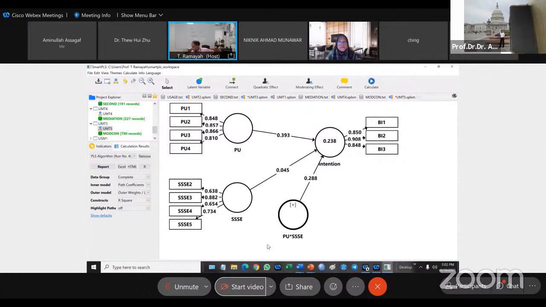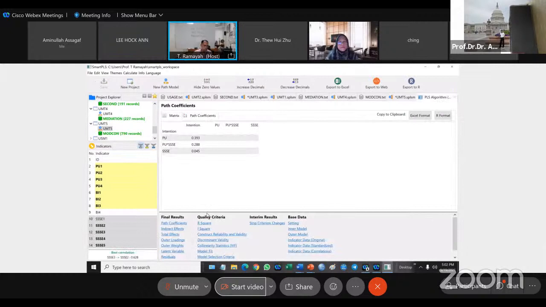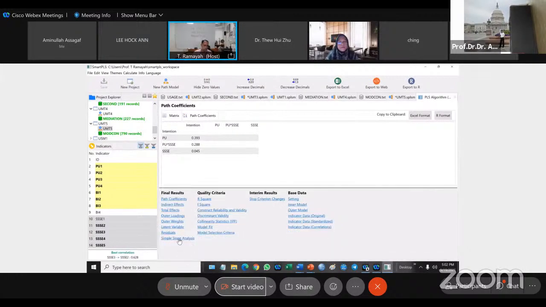I have a question. Why now you didn't use bootstrapping? Bootstrapping, we ran bootstrapping already, just now. And then now in this result, this is the PLS algorithm. Yeah, because you want to see the plot, no? Remember? Oh, okay. The plot is given in the algorithm, not in bootstrapping. This one. All right, thank you.